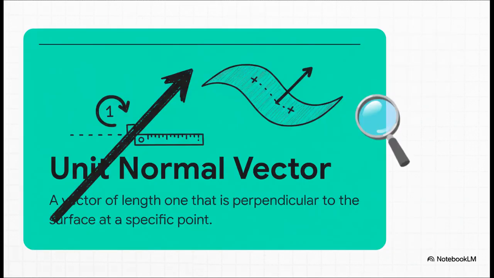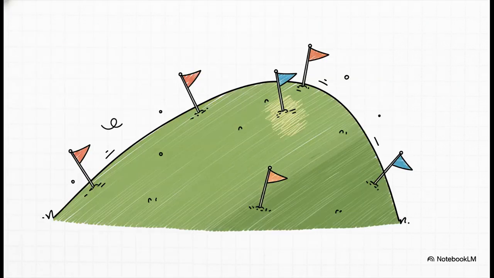And here's our answer. It's called the unit normal vector. Let's break that down real quick. Vector just means it has a direction. Normal is a fancy math word that just means perpendicular. And unit? That just means we standardize its length to exactly 1 so we can focus only on its direction. That's it.